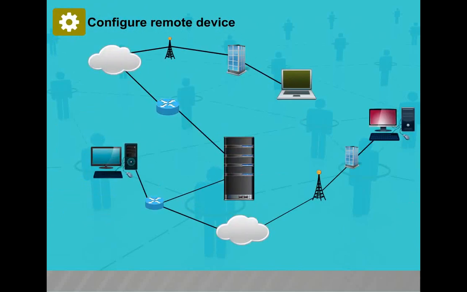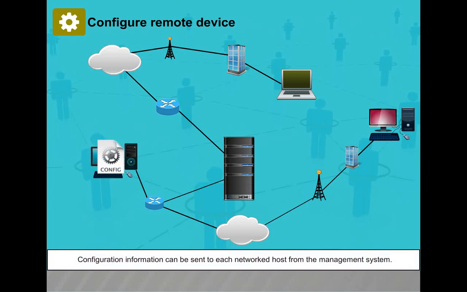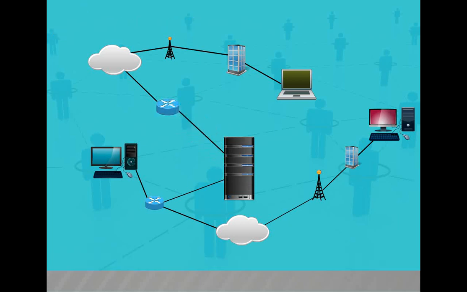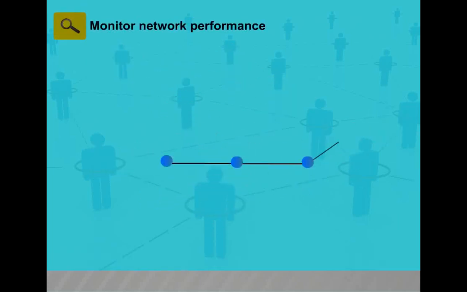Configure remote device. Configuration information can be sent to each networked host from the management system. For instance, we can use SNMP to disconnect an interface on our router or check the speed at which a network adapter is operating.